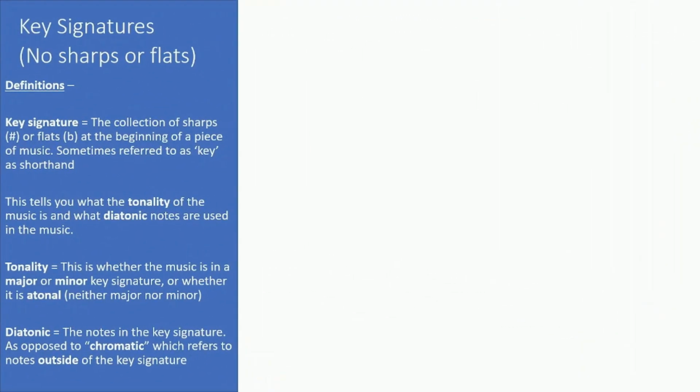So, a key signature definition is the collection of sharps, so the hashtag symbols, or flats, the little b's, at the beginning of a piece of music, sometimes referred to as key as shorthand. This tells you what the tonality of the music is, so major or minor, and what diatonic notes are used in the music. So how many sharps and flats there are, and which notes in the musical alphabet are sharps and flats. Tonality is whether the music is in a major or minor key signature, or whether it is atonal, which means neither major nor minor.